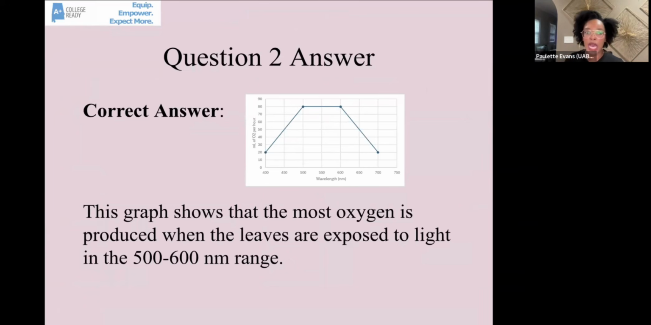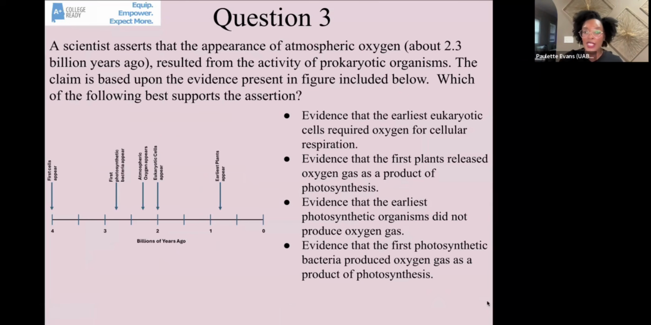This graph shows that the most oxygen is produced when the leaves are exposed to light in the 500 to 600 nanometer range. So this is the graph that you're looking for right here. And here they're using oxygen production as a kind of proportional relationship to the amount of light that the plant is being exposed to, because you remember, that's when you're going to be producing oxygen, when the light dependent reaction is active, getting a lot of sunlight. All right, let's take a look at question three, multiple choice three.